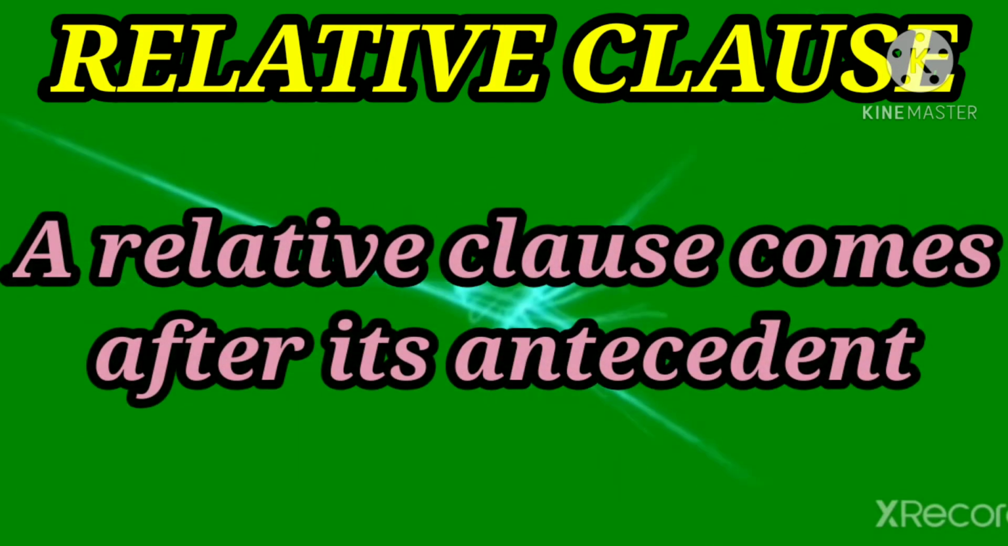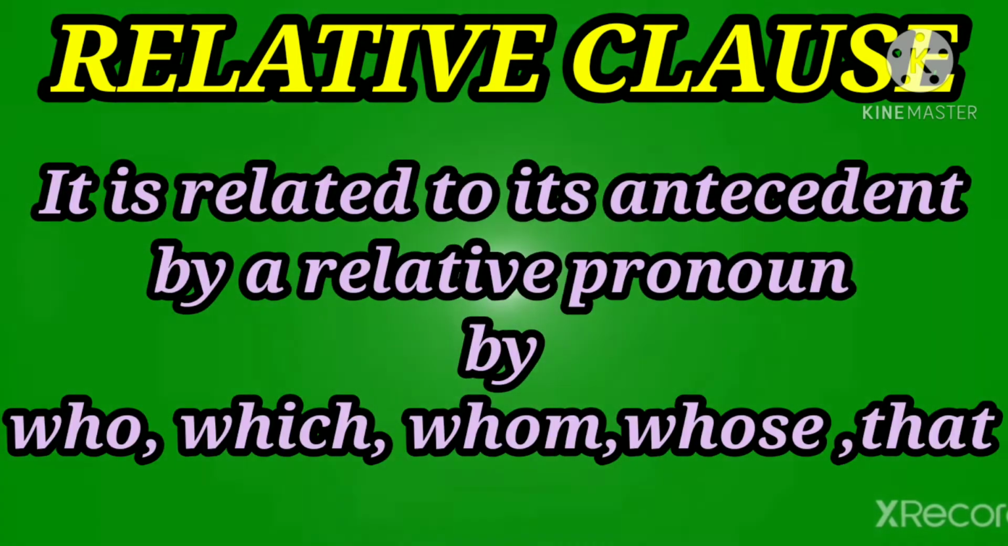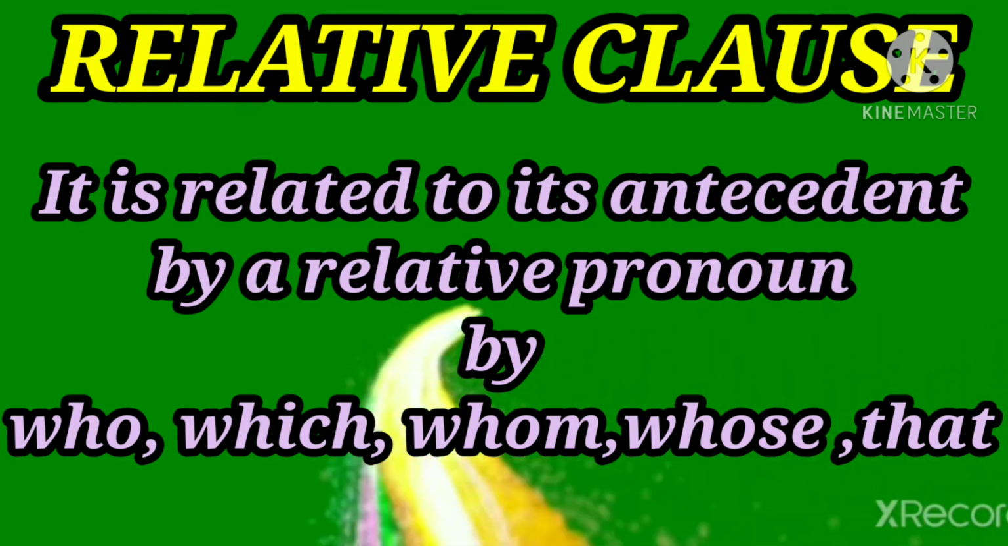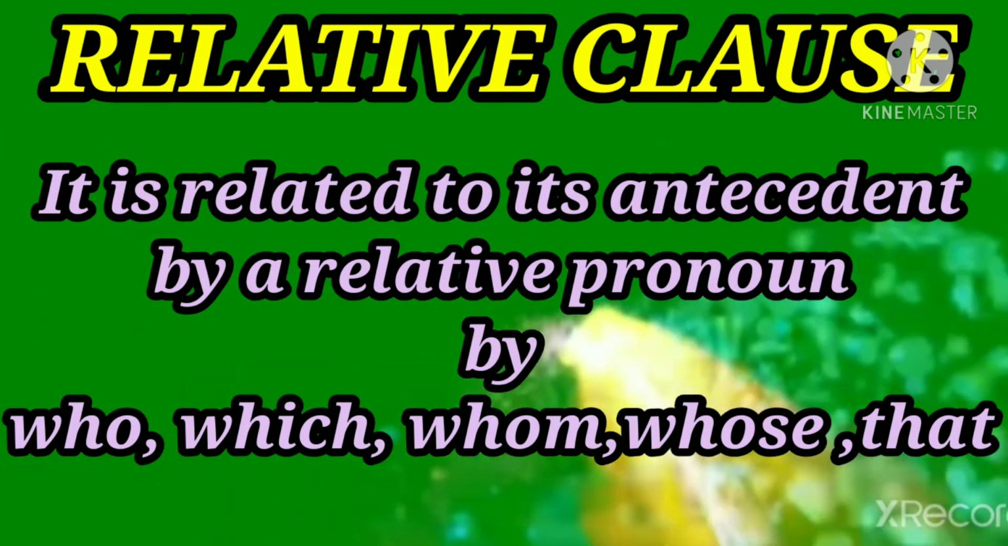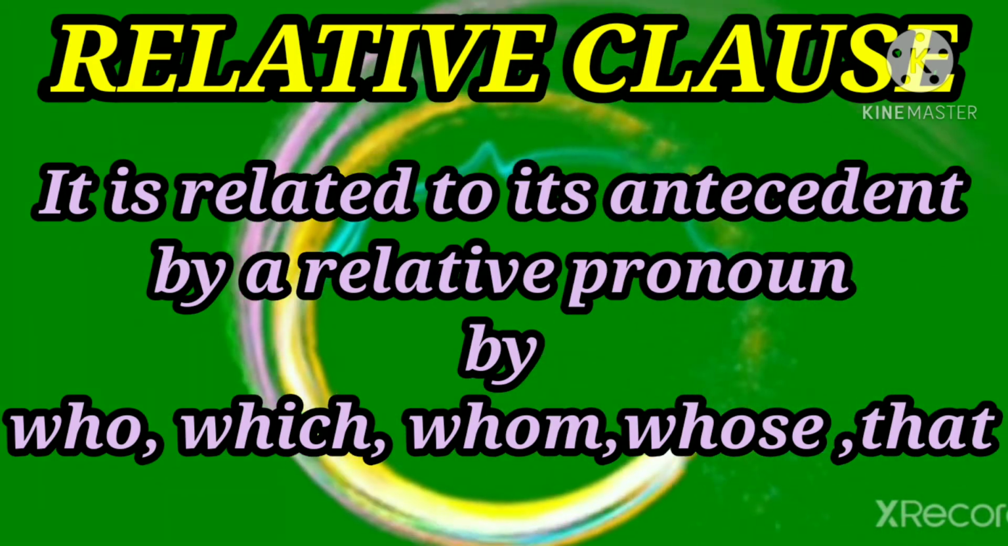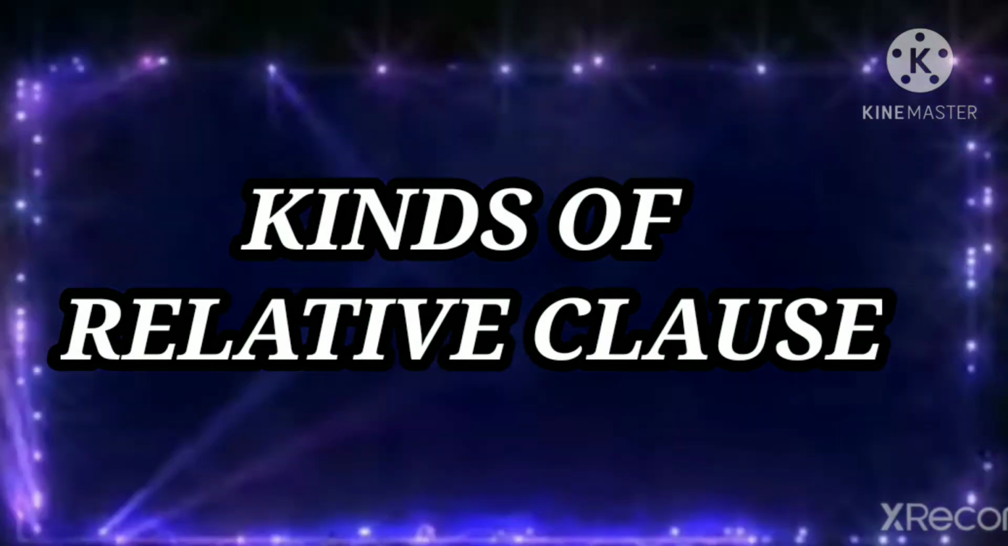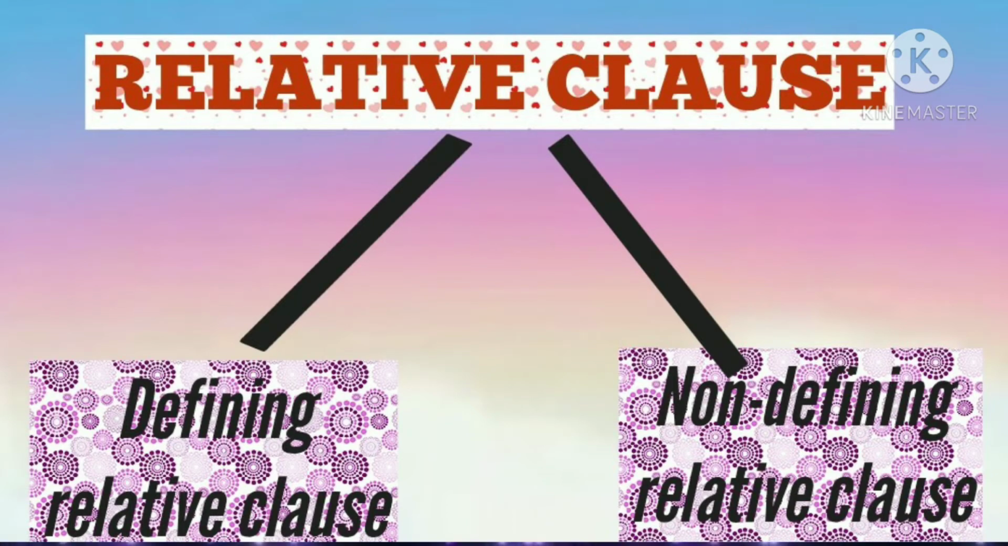Remember, students, a relative clause normally comes after its antecedent. It is related to its antecedent by a relative pronoun like who, which, whom, whose, that, etc. Now let's discuss the kinds of relative clause. Relative clauses are of two kinds: defining relative clause and non-defining relative clause.